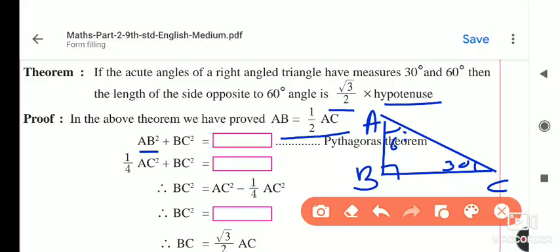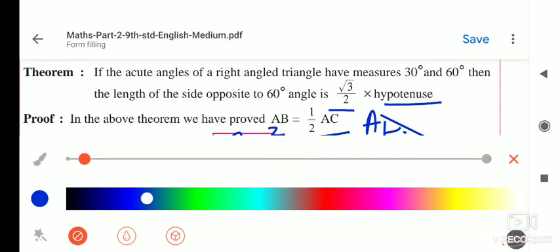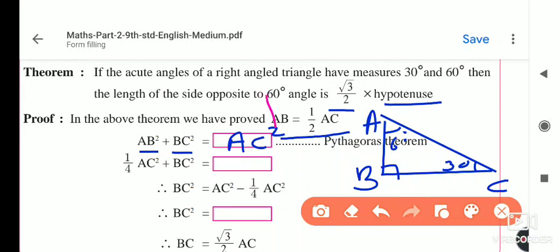As you know, the hypotenuse square is equal to side square plus side square. So AB square plus BC square is equal to what will come here? AC square. Now what is the value of AB? AB is equal to 1/2 AC. That value we have to put here at the place of AB. So 1/2 becomes 1/4 because its square is there, times AC square. Understand how we replaced it? So AB square is equal to 1/4 AC square.